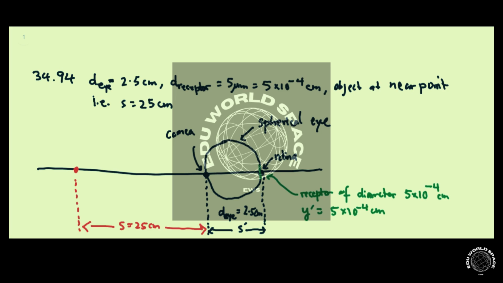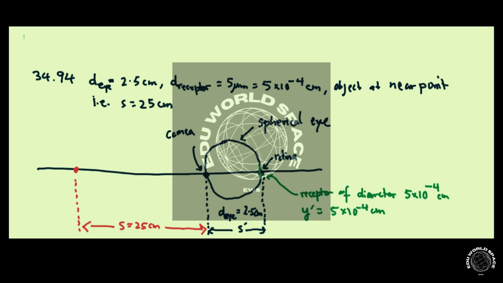In problem 94, I drew a diagram to indicate the sort of information we're given. We're told that we have a spherical eye which has a diameter of 2.5 centimeters. What this means for us is that the distance from the cornea to the retina, where the cornea will act like your lens, and the retina will be where the image is formed, sets our S prime distance. So the diameter of the eye is the distance from the cornea to the retina, or the S prime distance, because the eye is spherical.